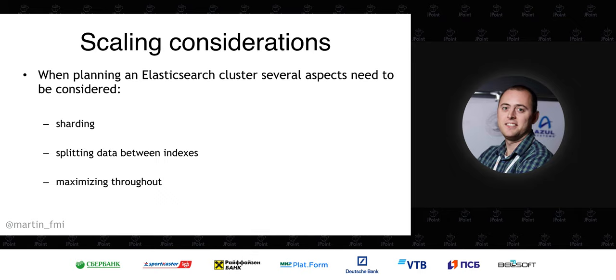When we design our Elasticsearch cluster, we need to take several things into consideration. We need to take into account the number of primary and replica shards that we specify for our index upfront. We also need to decide how we split data between indexes. This is like designing a database schema for a relational database. In the same manner, when we design our set of indexes in Elasticsearch, we need to carefully design how to split data among indexes and avoid having either low utilized indexes or very heavily utilized indexes. We also need to consider how we can maximize throughput using different settings and configuration parameters.